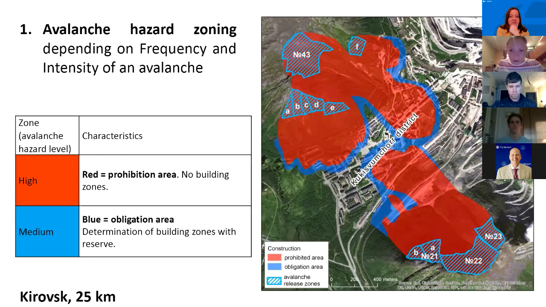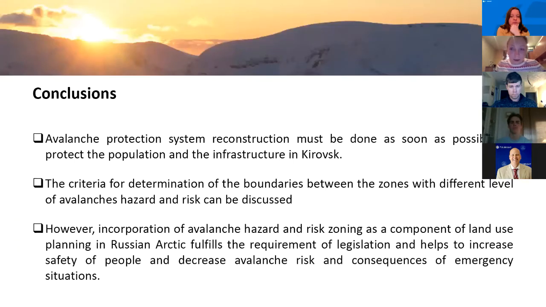hazardous or dangerous, because right now a lot of infrastructure is situated in the red zone and in the blue zone. Of course, the local avalanche warning services are working and putting great effort into protecting local people, the miners and the recreants or tourists. But at the same time, our conclusion is that avalanche protection system reconstruction must be done as soon as possible. And I'm talking more about the structural avalanche protection measures to protect the infrastructure in Kirovsk.